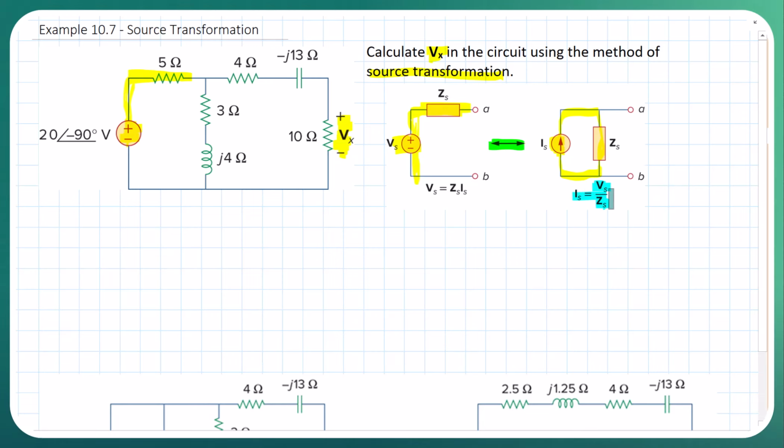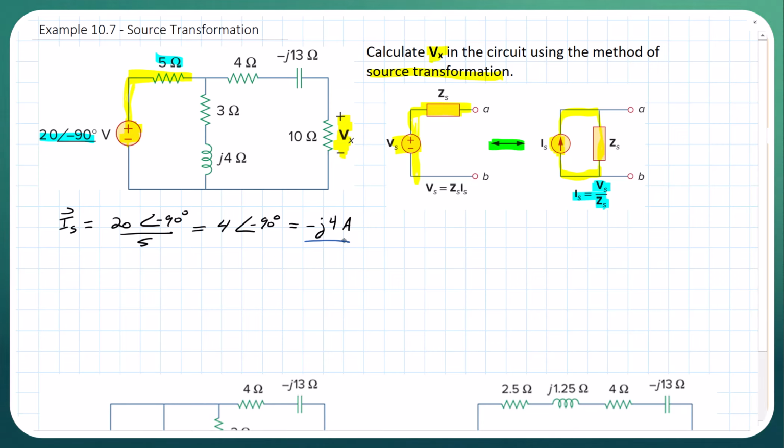So Is is going to equal 20 at minus 90 degrees over that 5 ohms. Okay, and that's really going to be 4 at minus 90 degrees. We can convert that into rectangular format, and that's going to be minus J4 amps. So that's how we get that.